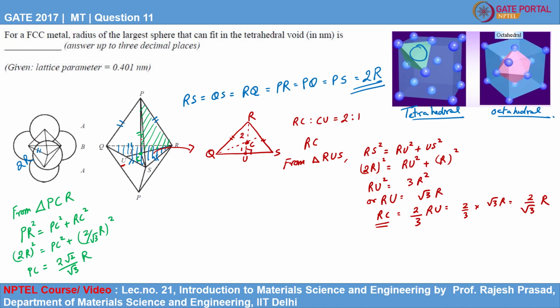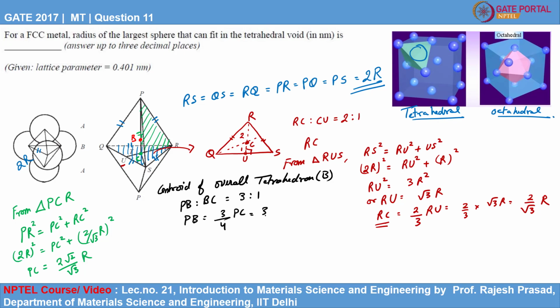Now, where is the centroid of the overall tetrahedron? It will lie on this vertical line PC. Let us say this point represents the centroid of the overall tetrahedron, and it is identified by the letter B. The centroid B is such that the ratio PB to BC is 3:1. Therefore, PB will be 3/4 of PC.